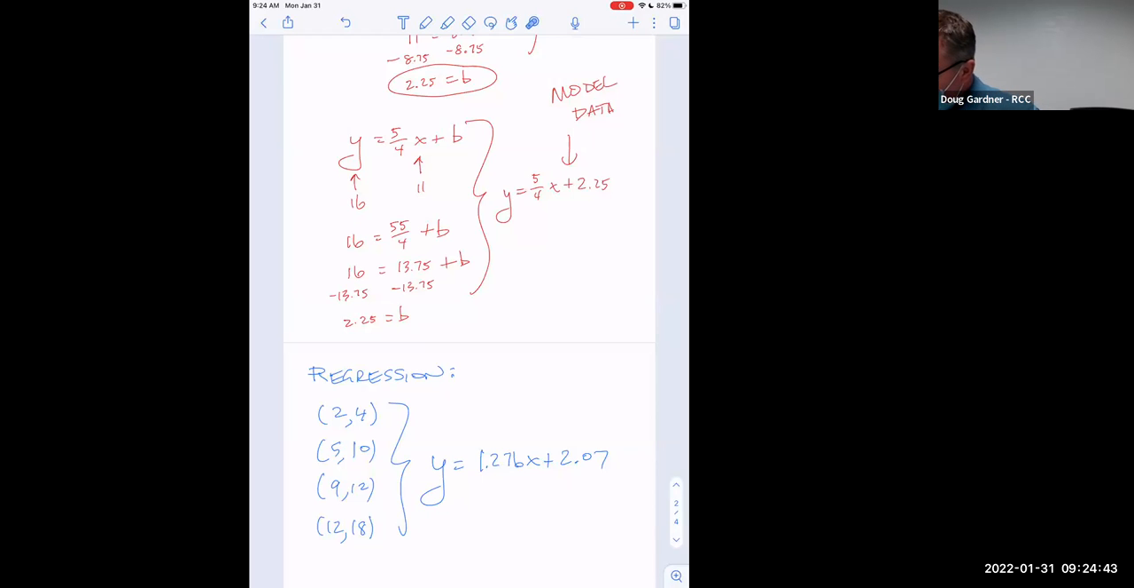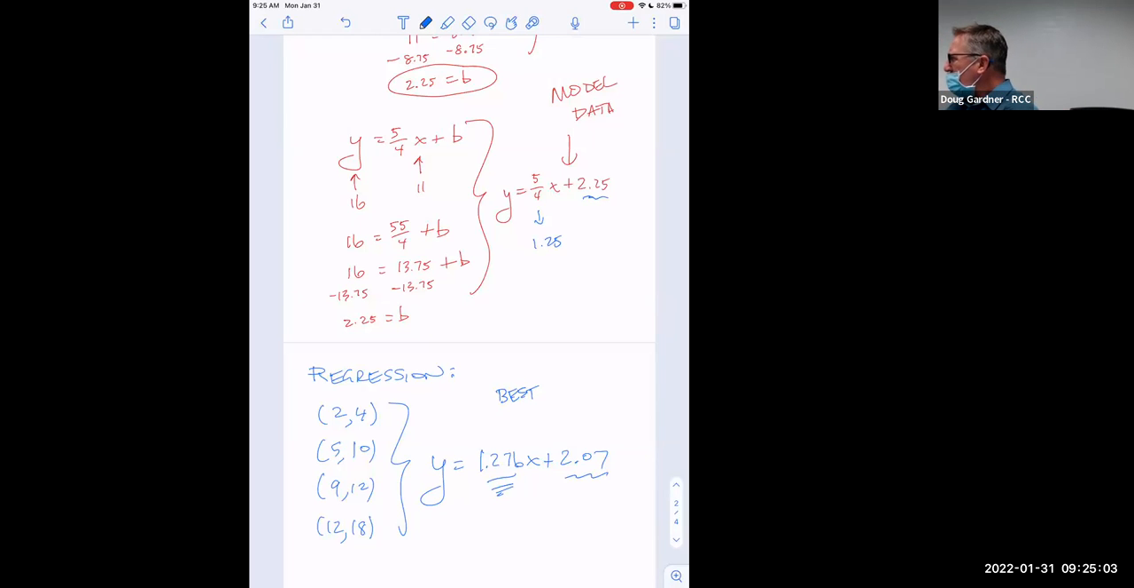Notice 5 over 4, if I divide 5 by 4, I get 1.25. Notice how close that is to the slope we actually got. Here I got 2.25, whereas regression got 2.07. This is actually the best. It's the most accurate and it was easier.